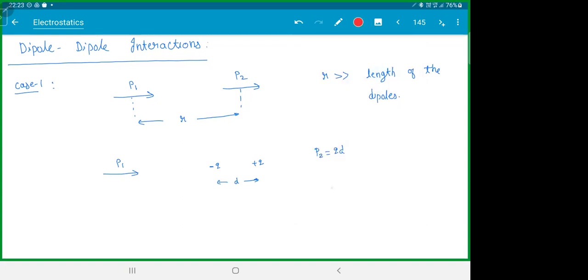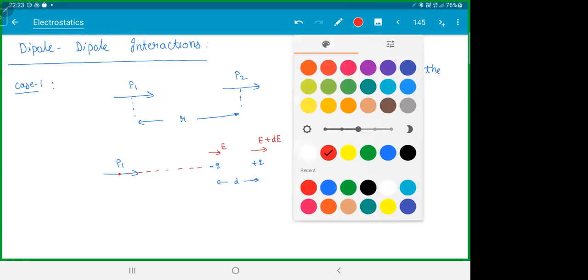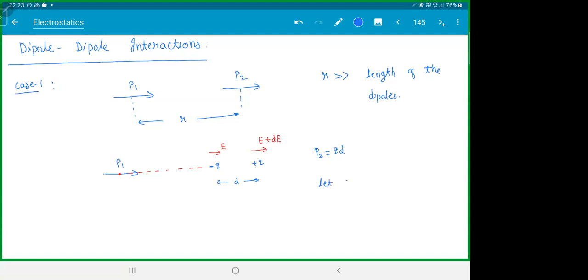So whenever you want to find force between two dipoles, you take the field of one on both the charges, isn't it? So from here to here, let the field be E. And let the field be E plus dE. Agreed? Because the distance is different. Let the field due to P1 be E and E plus dE. It changes slightly on the charges of P2.